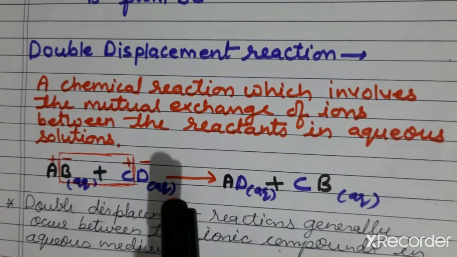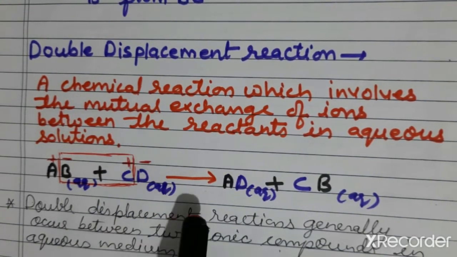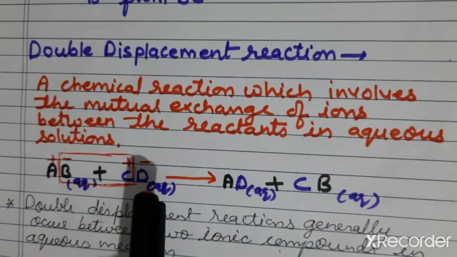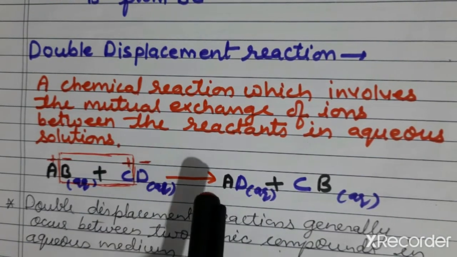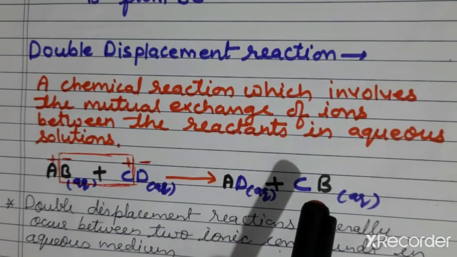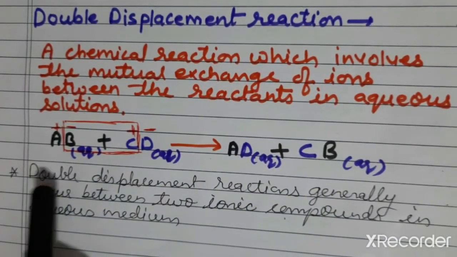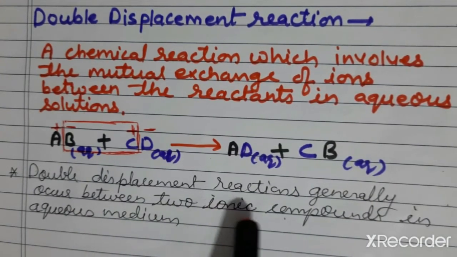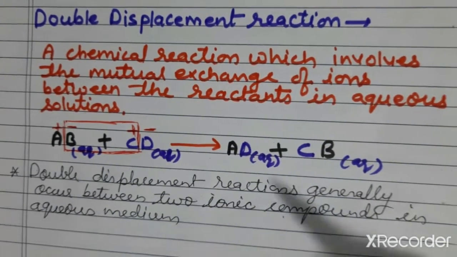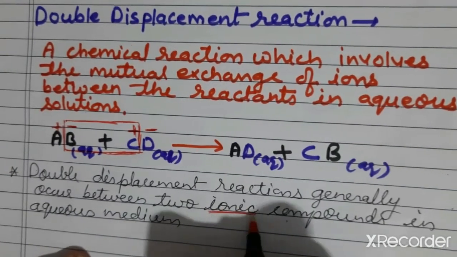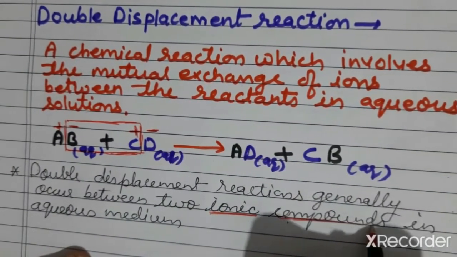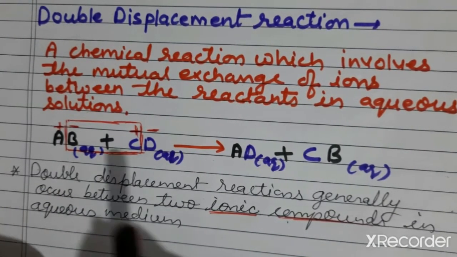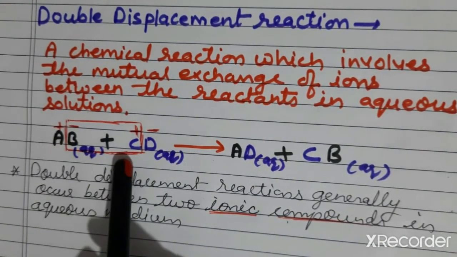So what is actually happening in a double displacement reaction? The exchange of ions between two salts takes place in their aqueous medium. So we can say double displacement reaction generally occurs between two ionic compounds. These compounds are ionic because only ionic compounds carry positive and negative charges. So they exchange their ions.